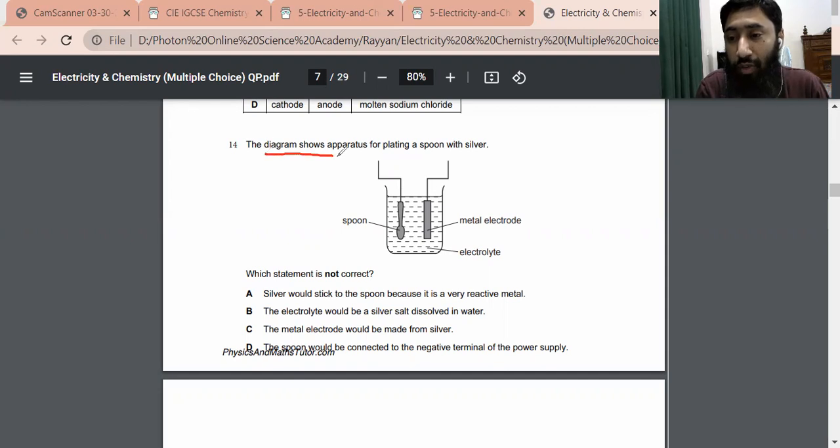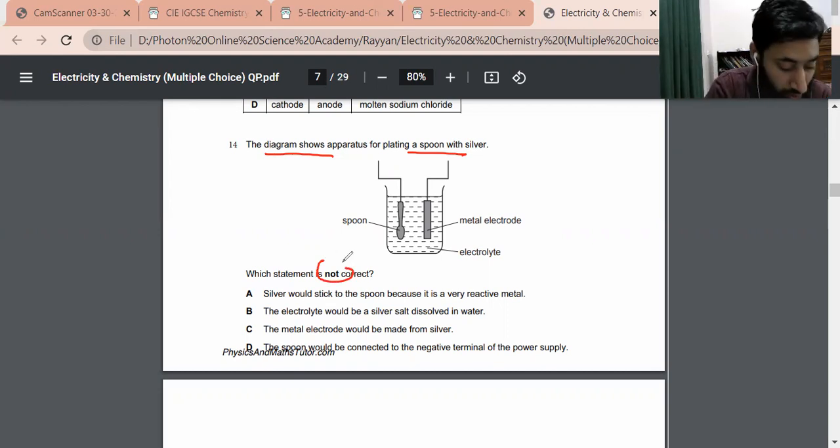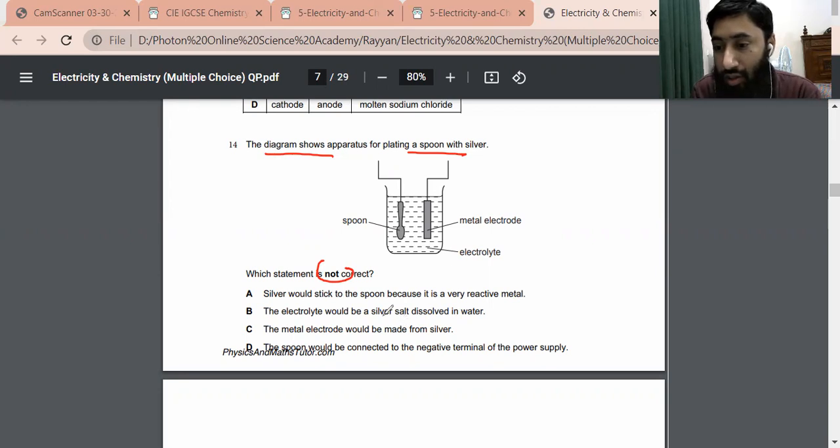The diagram shows the apparatus for plating a spoon with silver. Three statements are correct and one statement is not correct. Silver would not stick to the spoon. Is this correct? Yes, this is correct. Sorry, we have to figure out the statement which is not correct.